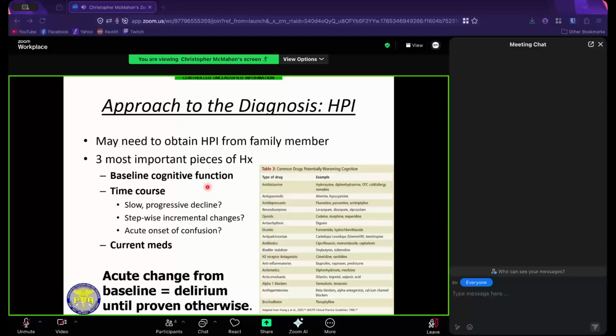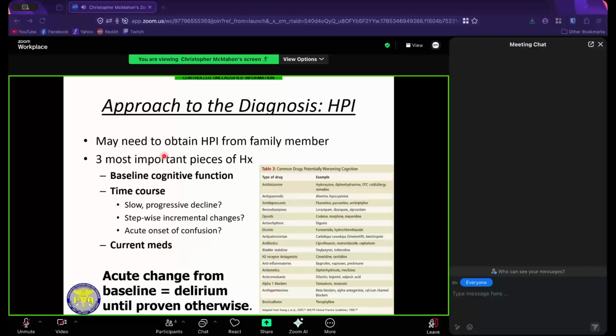MoCA's a really good one. What's the other one that we have? Mini mental status exam, very good. Okay, so baseline cognitive function, get that score. I like MoCA. It's a little bit better at determining that really mild level of cognitive dysfunction. That tends to be used more in clinical practice recently. Time course, capture that, because that's going to clue you in faster than anything else. Slow progressive decline, I'm thinking a demented patient. Stepwise incremental changes, I'm thinking more delirious. And then acute onset of confusion, definitely fitting into the delirious category.